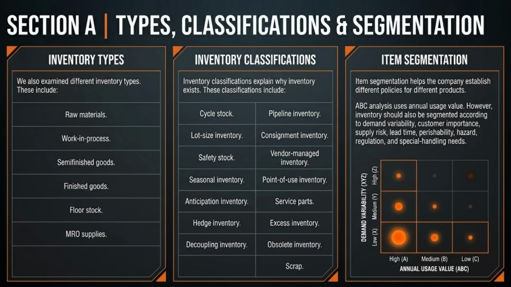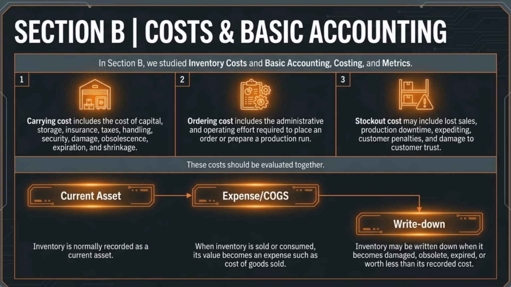Item segmentation helps the company establish different policies for different products. ABC analysis uses annual usage value. However, inventory should also be segmented according to demand variability, customer importance, supply risk, lead time, perishability, hazard, regulation, and special handling needs. In Section B, we studied inventory costs and basic accounting, costing, and metrics.